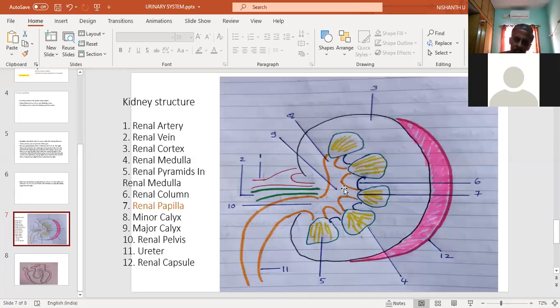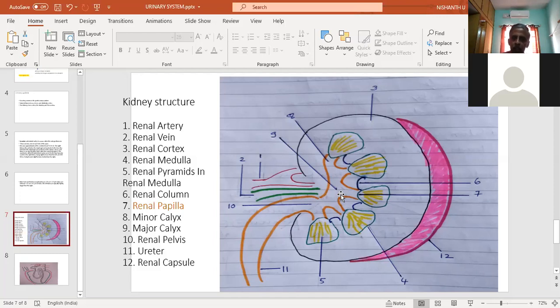That means this particular area, the minor calyx as well as the major calyx, will constantly be contracting and relaxing. Continuously, the minor calyx will have contraction as well as relaxation. So why and how is this contraction and relaxation happening? Because this area, the minor calyx as well as the major calyx, is dominated by the parasympathetic nervous system.